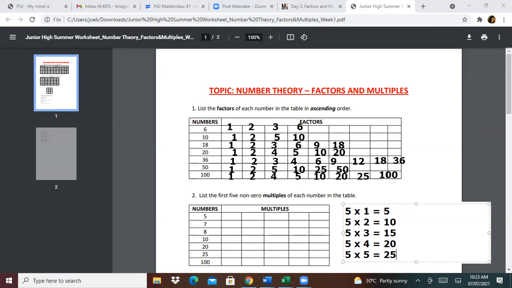Given that bit of information, the first 5 multiples of the numbers given. I did number 5 for you. So we have 5, 10, 15, 20, 25. That's the first 5 multiples of the number 5. We're going in alphabetical order of names. Ethan, you'll do 7. Jonathan will do 8. Kaylin will do 10. Ethan will do 20. Jonathan will do 25. And rounding us off will be Kaylin doing 100.